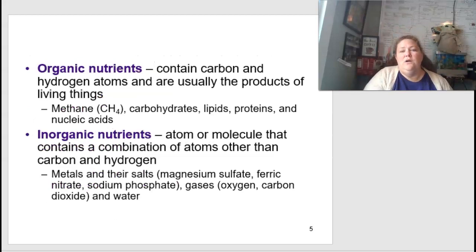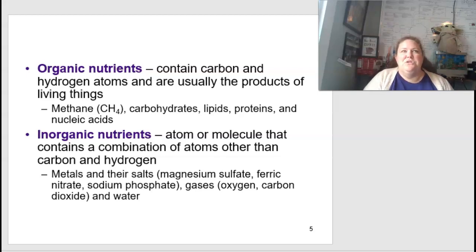We have our organic nutrients, and organic just means it contains carbon. So if you think of organic chemistry, that's more of a carbon-based, where inorganic is not necessarily carbon-based. There still may be carbons in it, but when we're talking specifically about carbon, that is going to be an organic nutrient. So these contain carbon and hydrogen atoms, and they're usually the products of living things. So an example of this would be methane or cow farts, right? Carbohydrates, lipids, proteins, and nucleic acids.